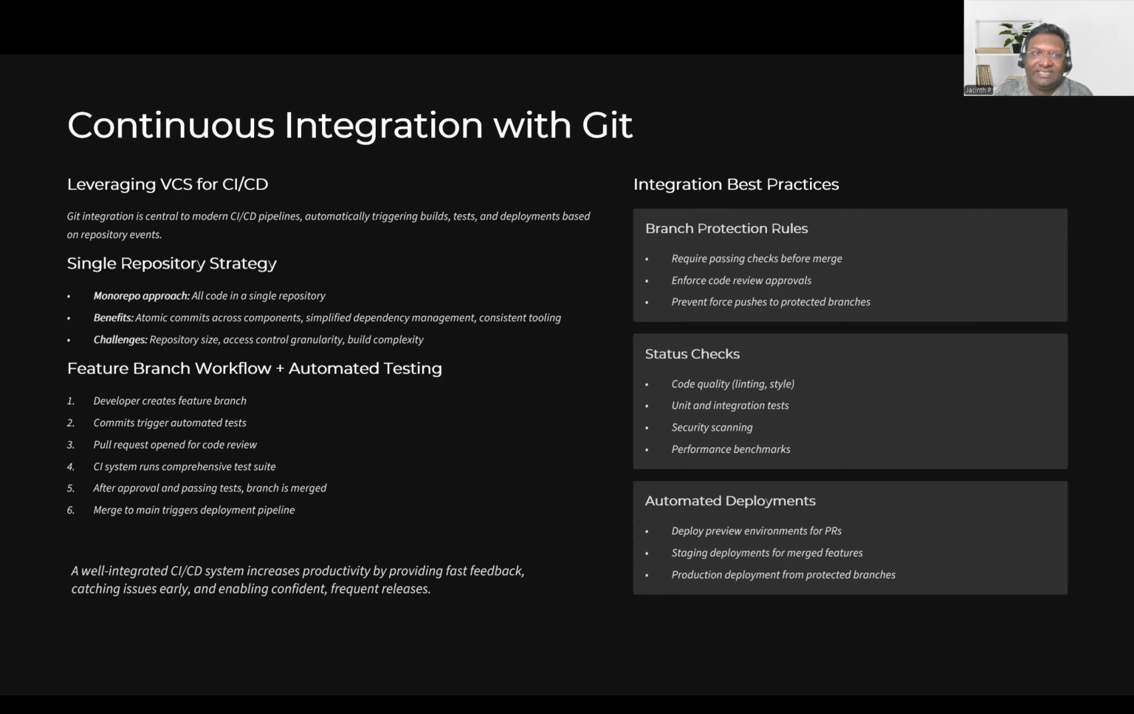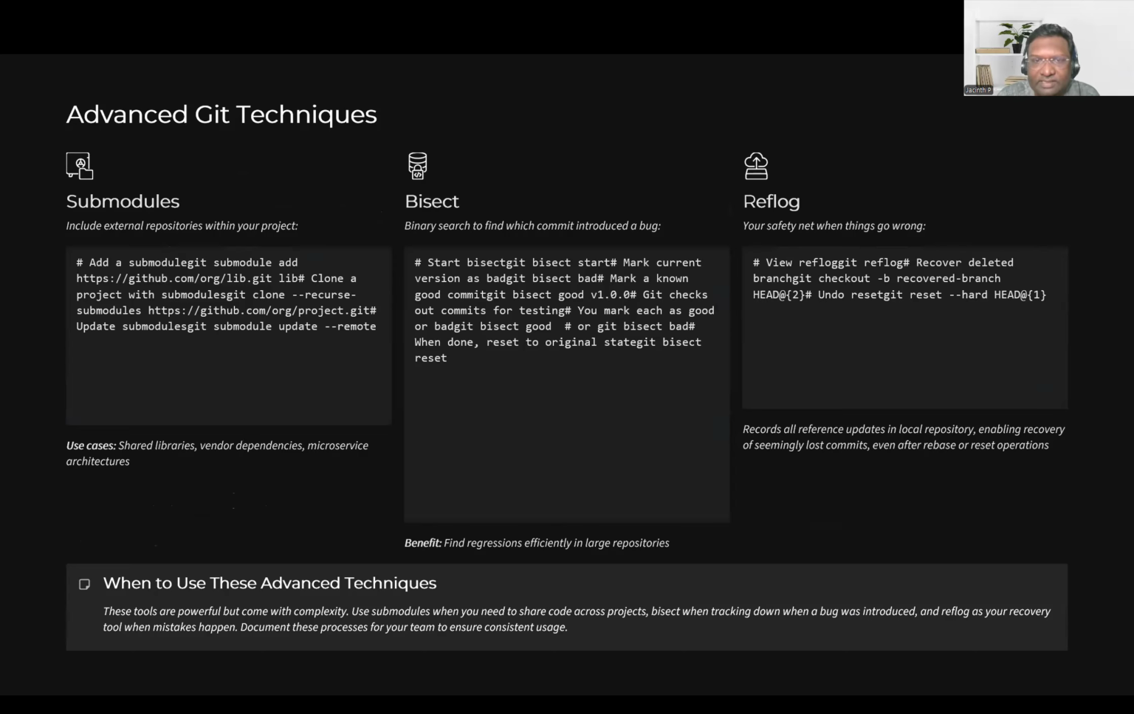Finally, let's touch on three advanced concepts: submodules, bisect, and reflog. Submodules. These let you include one repository inside another, useful when sharing libraries, for example. Bisect. This helps track down exactly which commit introduced a bug by testing commits in a binary search fashion.